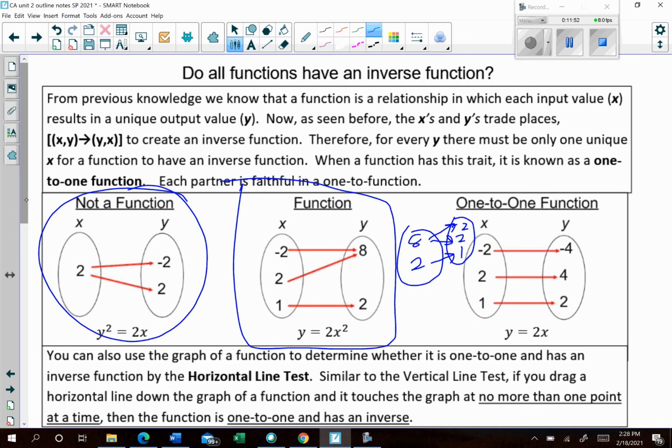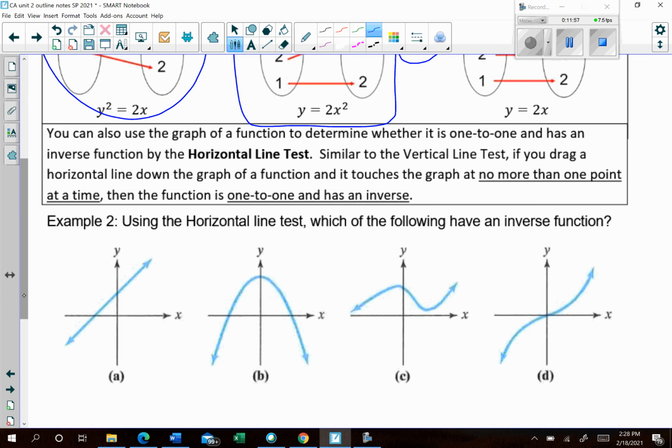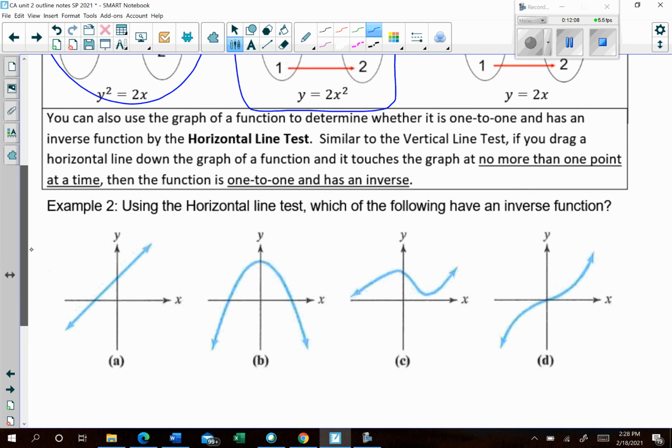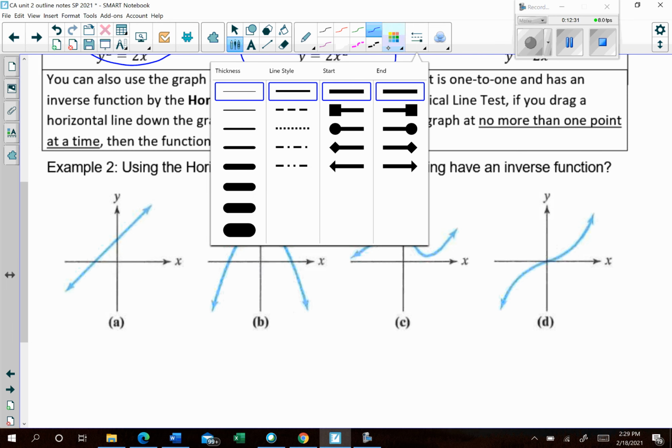All right. So you can also use the graph of a function to determine whether it is one-to-one, and that's what we're mostly going to focus on. So this should actually be pretty simple. Explaining it with mappings can definitely be a little challenging, but looking at graphs, this is pretty simple. Kind of like the vertical line test, instead we're going to do a horizontal line test, okay? So similar to the vertical line, if you drag a horizontal line down the graph and the function and it touches the graph at no more than 1 point at a time, then the function is one-to-one and has an inverse.